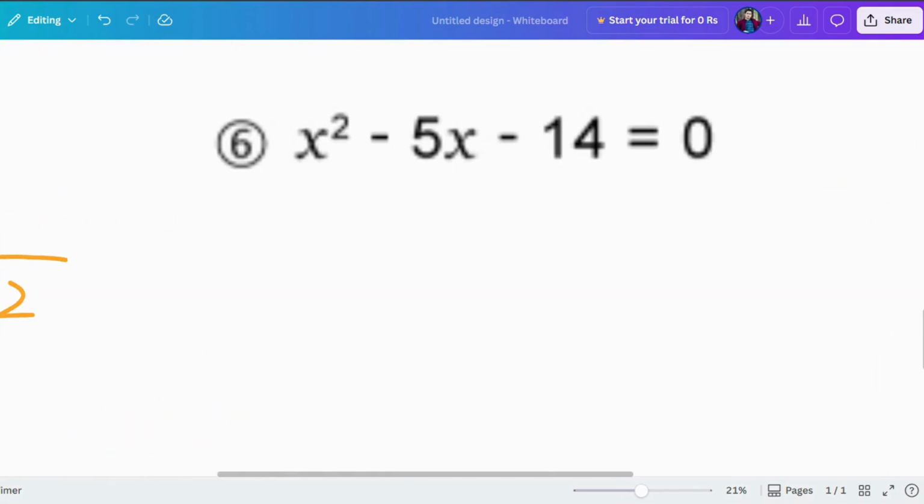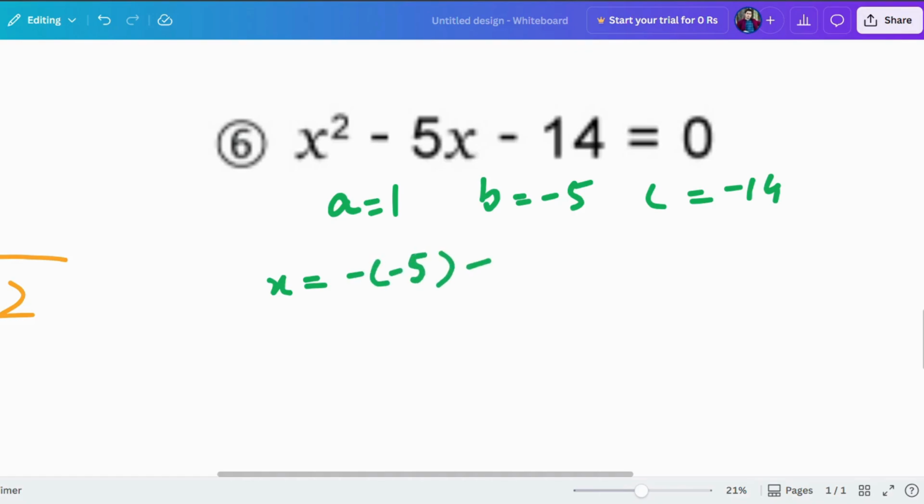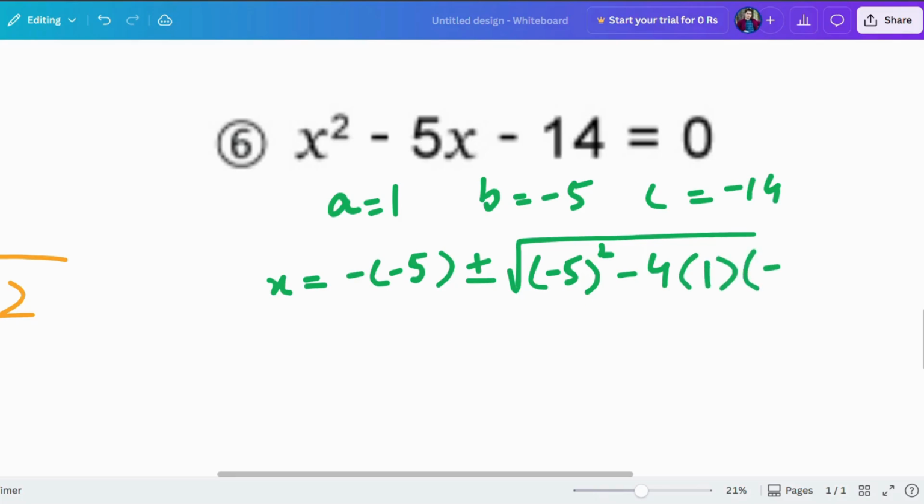Okay, so for this one, as you can see, a is equivalent to 1, b equals negative 5, c equals negative 14. So x is equivalent to, let's just put those values into the quadratic formula. Minus b, which is minus negative 5, plus minus radical b squared, which is negative 5 squared, minus 4ac, which is negative 14, and all of it divided by 2a, which is 2 times 1.